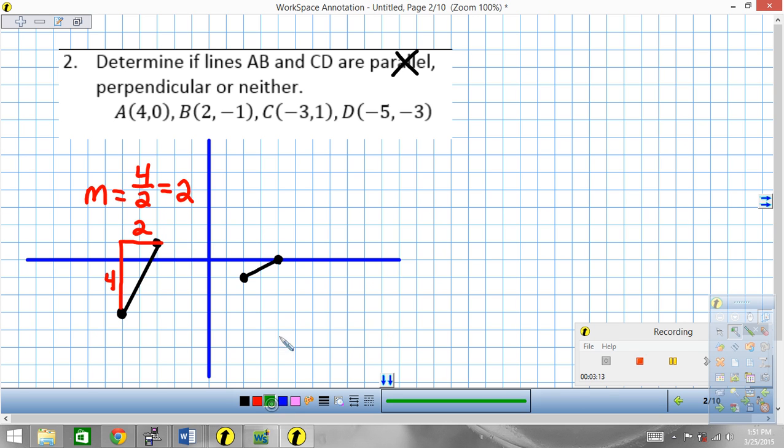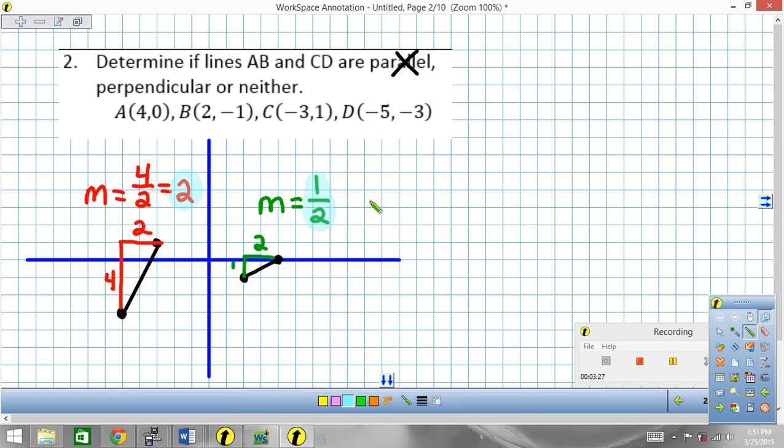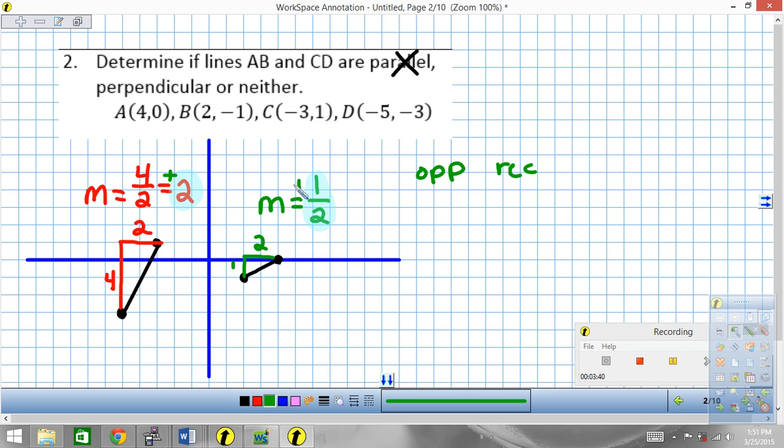On this one over here, I find the rise over the run. I rise 1, and I run 2. So my slope is 1/2. When we compare these 2 slopes, they are not exactly the same. So again, I can say they are not parallel. For them to be perpendicular, they would need to be opposites and reciprocals. Opposite means one is a positive and one is a negative. Since these are both positive, it does not meet the opposite requirement. However, it does meet the reciprocal requirement. But that means they are not perpendicular. Therefore, our answer is neither.